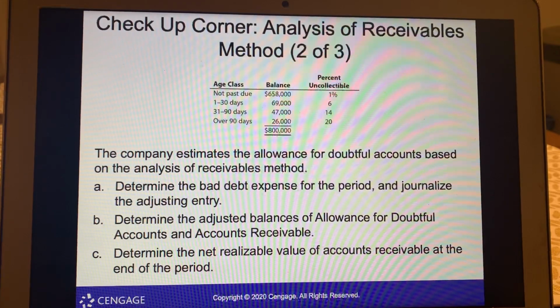At 1%. 1 to 30 days is 69,000, which is 6%. 31 to 90 days is 47,000 or 14%. Over 90 days is 26,000, and that's 20%. So the total equals 800,000. So here's what it's asking. We'll go through and take a look at these three items, A, B, and C.